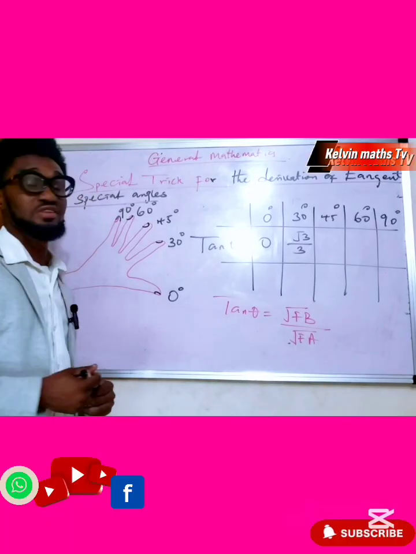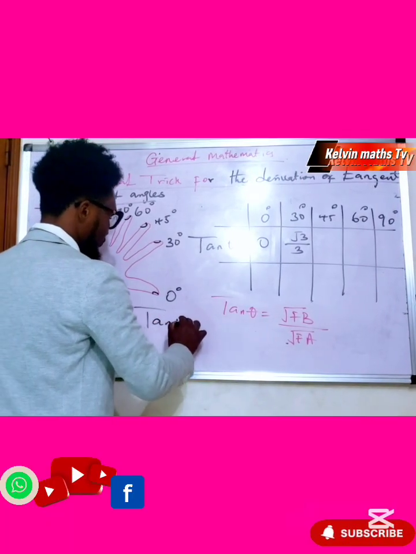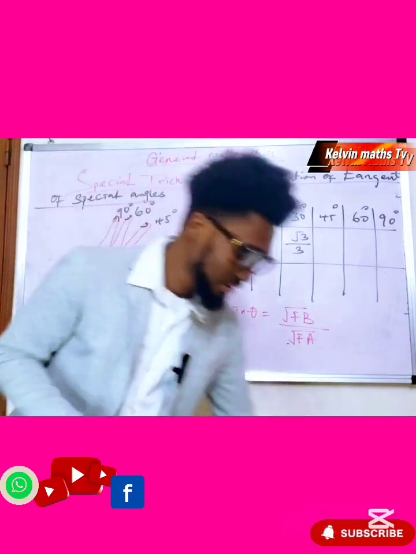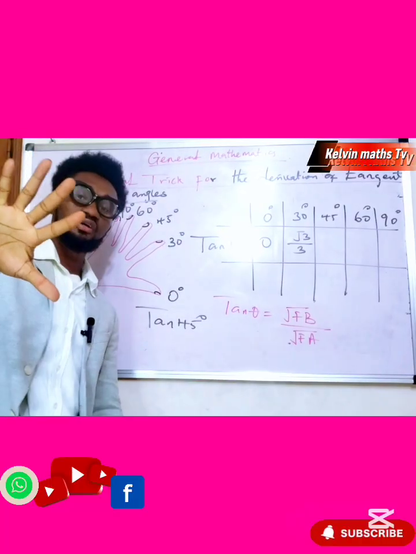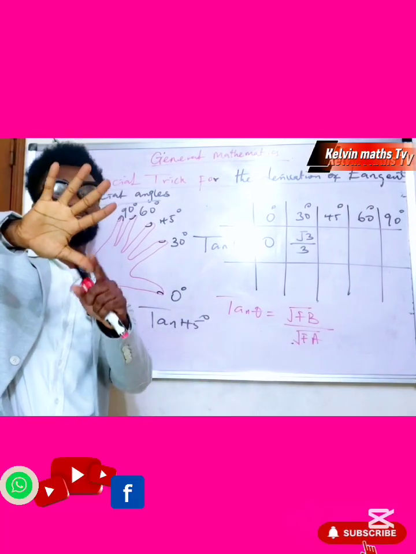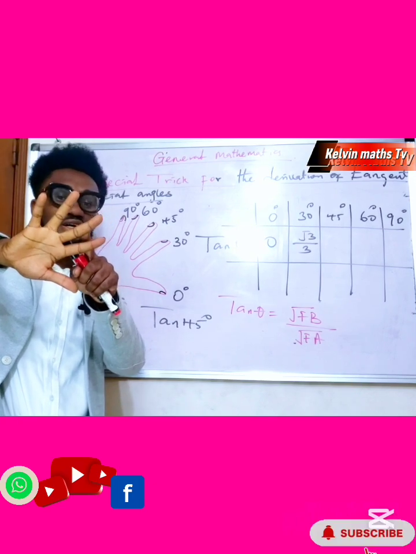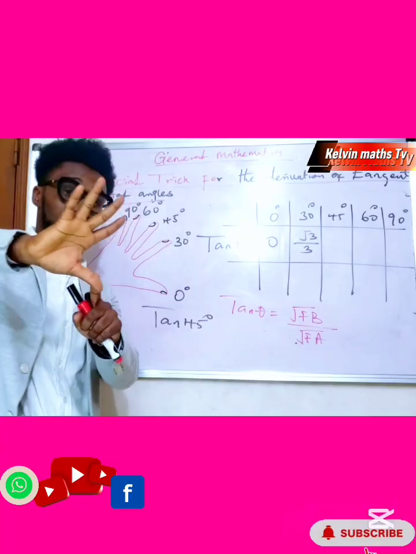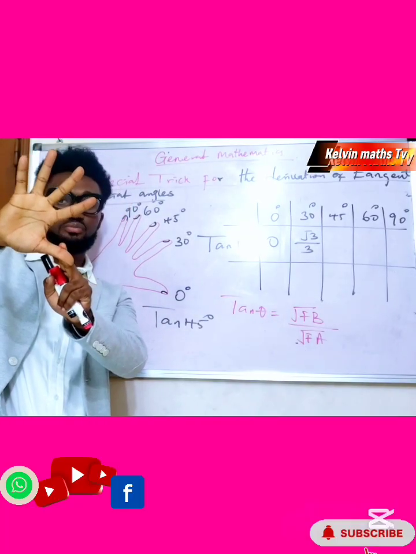Next up, we consider the tangent of 45 degrees. Now, looking at the tangent of 45 degrees, let us look at our fingers. Which of them is 45? Remember, this is 0, this is 30, this is 45, right? Good. So now, how many fingers are below 45 degrees? From the formula, fingers below, we have 2 fingers, 1, 2.